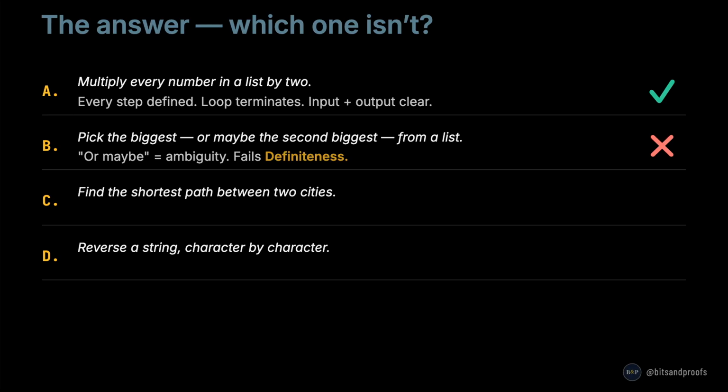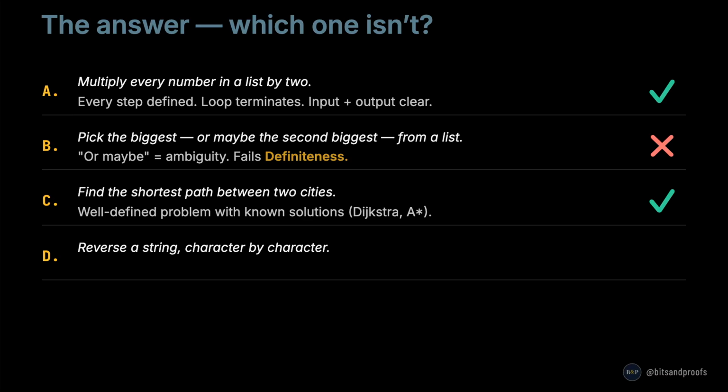Check. B. Pick the biggest, or maybe the second biggest, from a list. This is not an algorithm. The phrase "or maybe" is the problem. The instruction doesn't say what to do. It fails definiteness. This is the one.